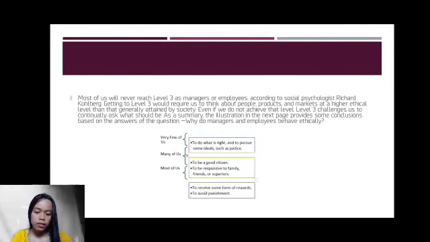Most of us will never reach level 3 as managers or employees, according to Kohlberg. Getting to level 3 would require us to think about people, products, and markets at a higher ethical level than that generally attained by society. Even if we do not achieve that level, level 3 challenges us to continually ask what should be.